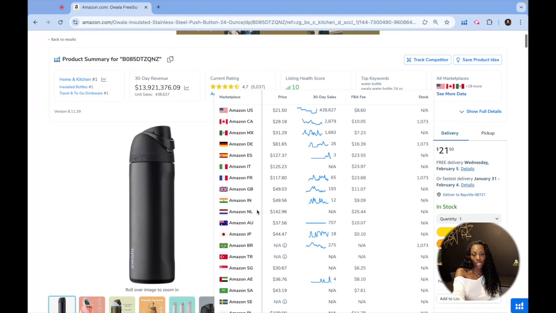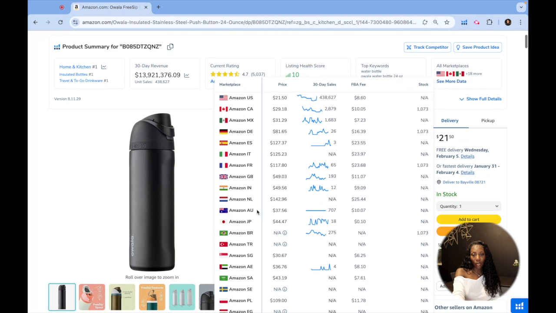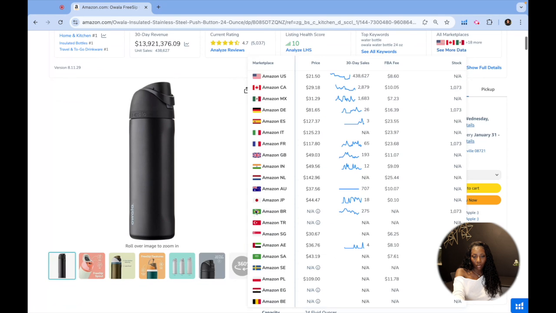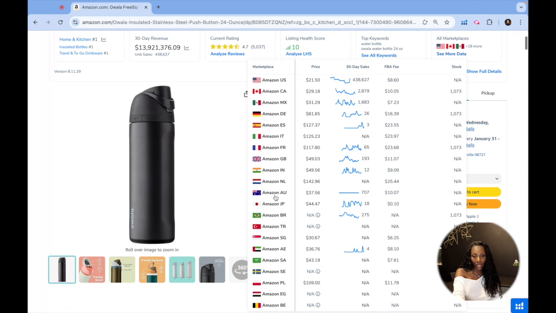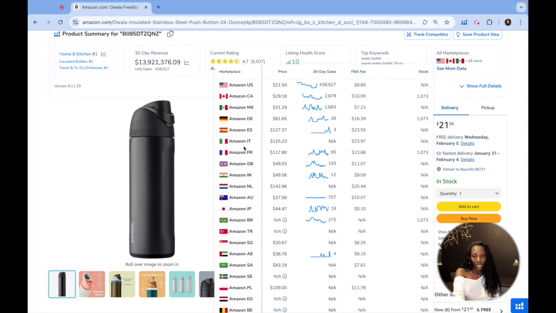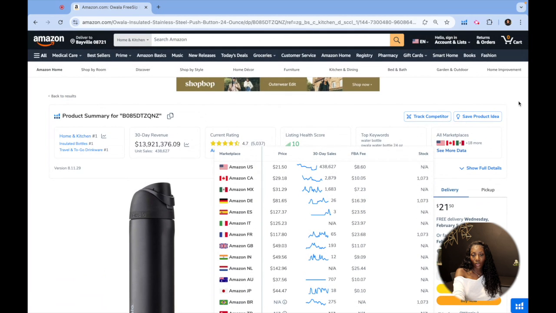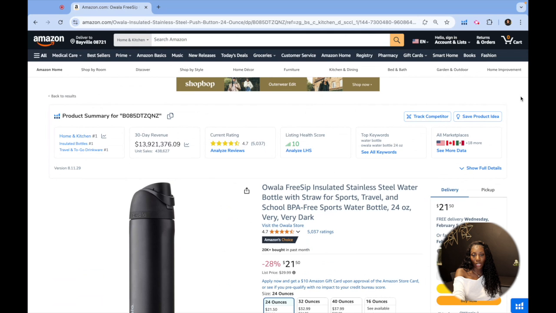So if I scroll down, you can see that they are indeed making money selling in other places as well. It's very interesting to see the difference in the price point for some of these places that they are selling in. Look at this, Amazon Japan, $44. I'm bad at abbreviations, so I'm trying to find one that I actually know what it is without looking dumb. Amazon Italy, $125. Goodness. So anyway, you can see that they are selling in other places as well.